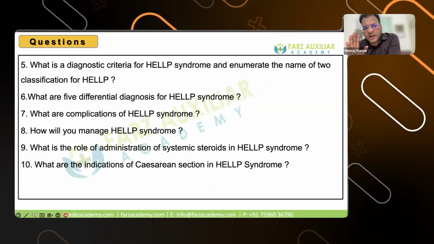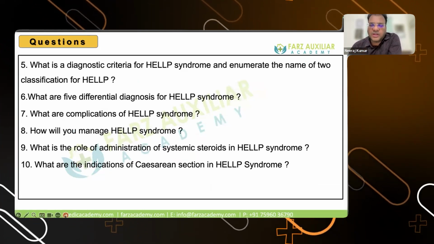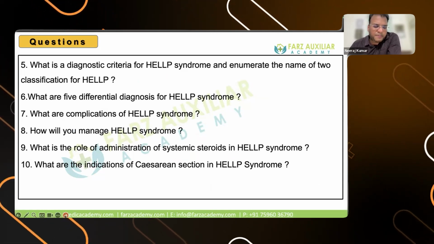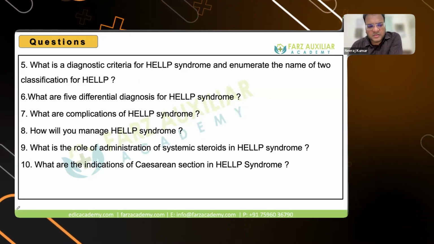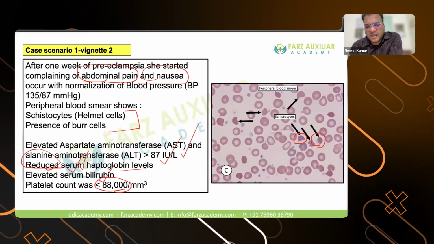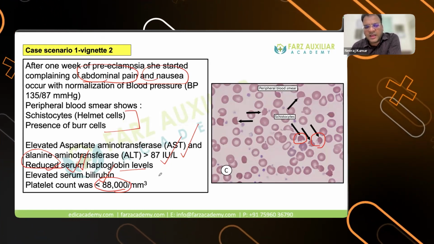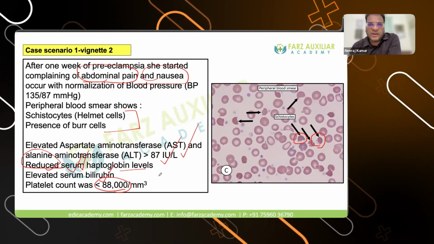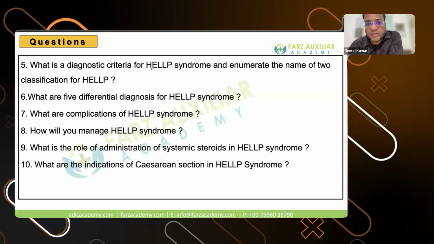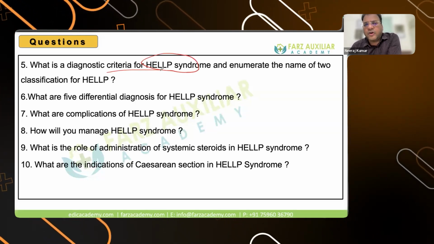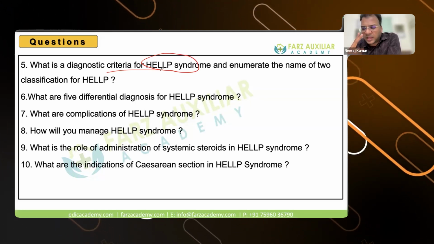Now the questions. There are again 5 sets of questions that we used to ask in our exam when the student is there. First, you have to appropriately think of the diagnosis, that this is basically HELLP syndrome, because hemolysis is there and the patient is having elevated liver enzymes and low platelets. So based on these questions, what diagnostic criteria do you use for diagnosing HELLP syndrome, and can you classify HELLP syndrome?